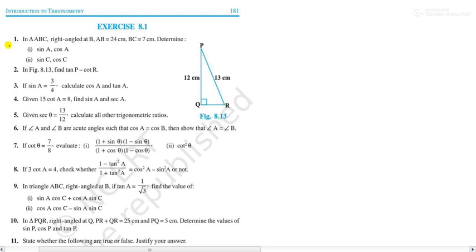So let us start with our first question. In triangle ABC, right angled at B, AB is 24, BC is 7 centimeter. Determine sin A, cos A and then sin C, cos C. So see, this is a figure. ABC and B is 90 degree.